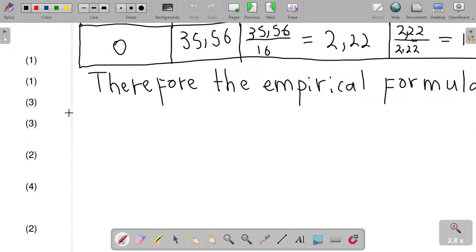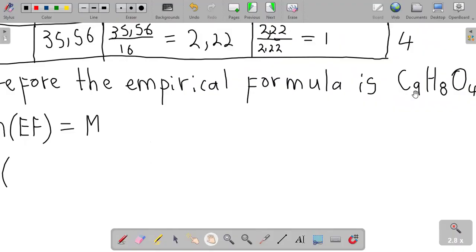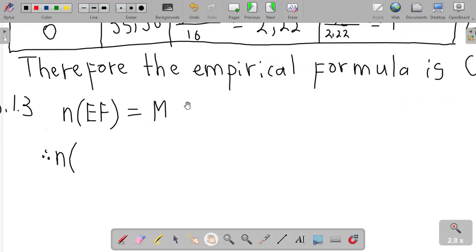So for 5.1.3, isn't it, we have to say N times the empirical formula equals to M. So this means that N times the empirical formula. Empirical formula is what? 12 multiplied by 9. So we take the empirical formula, okay?